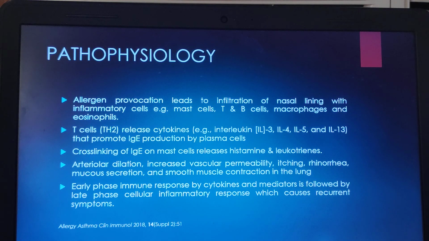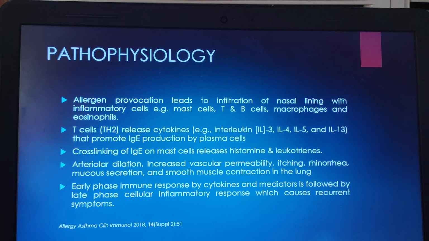Now, a brief about the pathophysiology of the disease. The allergen exposure causes the infiltration of the nasal mucosa with a lot of inflammatory cells like mast cells, T cells, macrophages, etc. And these cells, especially the T cells, what we call T helper cells, release various cytokines, primarily the interleukins, that promote the production of immunoglobulin E. And immunoglobulin E, which is produced by the plasma cells, acts on the mast cells to release various chemical mediators like histamine, leukotrienes, and so many others.